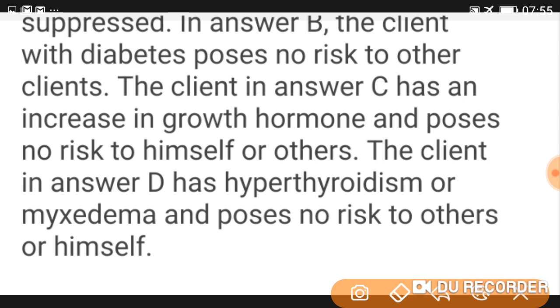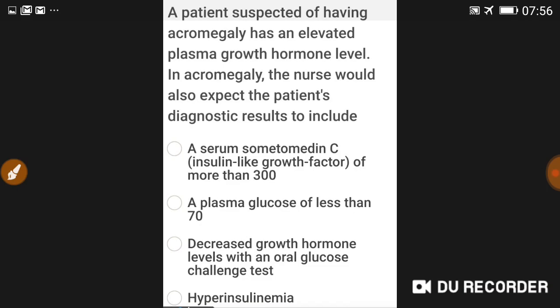The client with diabetes poses no risk to other clients. The client in answer C has an increased growth hormone and poses no risk to himself or others. The client in answer D has hyperthyroidism or myxedema and poses no risk to others or himself, but Cushing syndrome has. So the answer is Cushing.